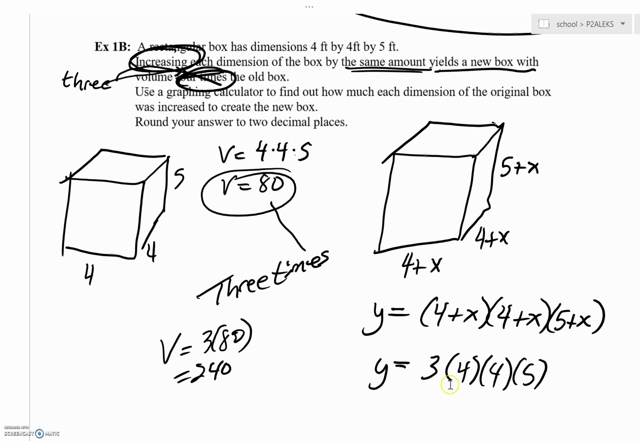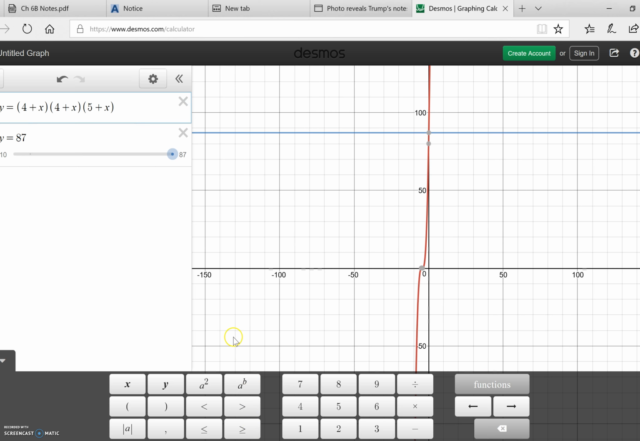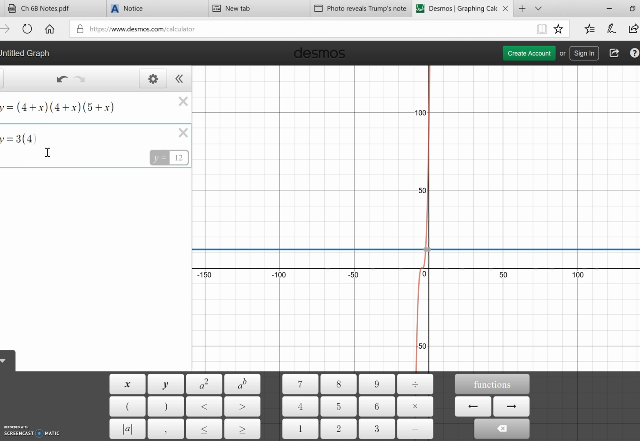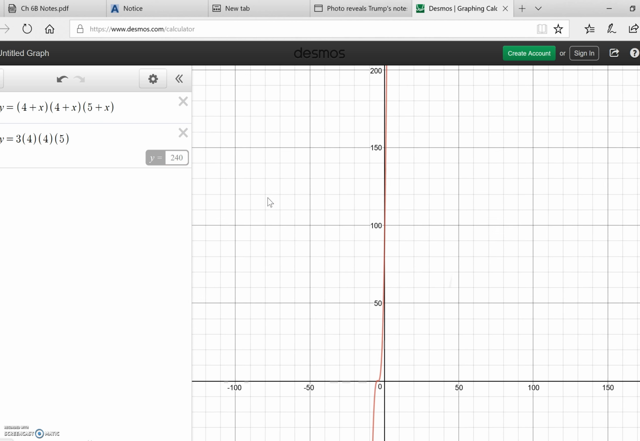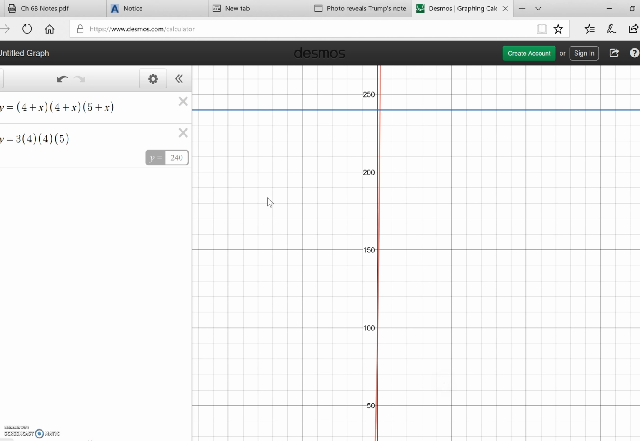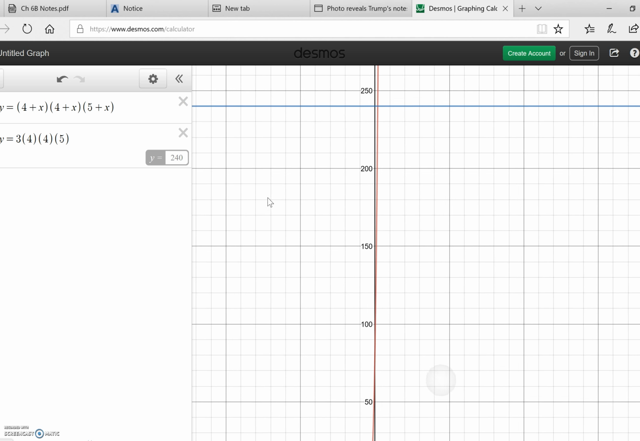And then your other equation will be 3 times 4 times 4 times 5. So we can do that real quickly down here. Let's say 3 times 4 times 4 times 5. And notice down here it even says y is equal to 240. So once you get these two things typed in, you just want to use Desmos to find out where they cross. Now again, if you have a touch screen, and I do, you can just slide on over and you can see where that's happening.